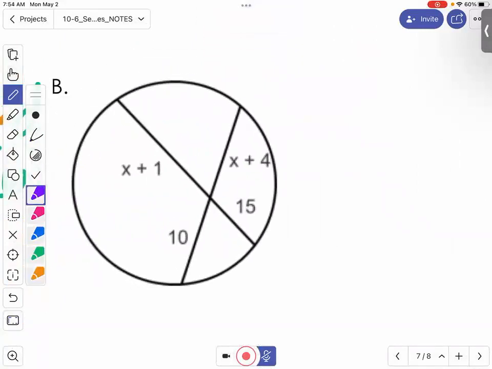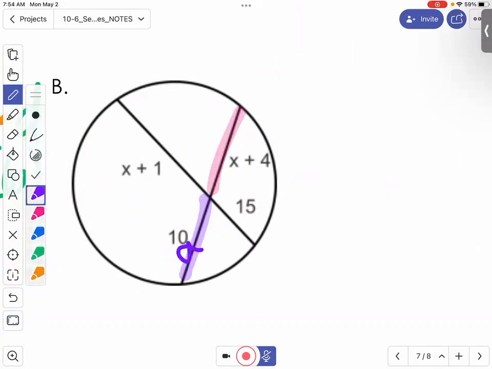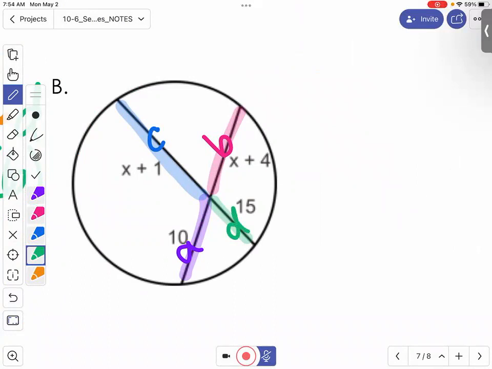So let's try another one that steps it up just a little bit. All right, similar idea. Let's say this time 10 will be my A piece, and how about X plus 4 will be the B? And then we'll do the same thing on the other chord. X plus 1 can be C, and 15 can be D. When we are labeling these, again, it doesn't matter which chord is AB and which chord is CD.